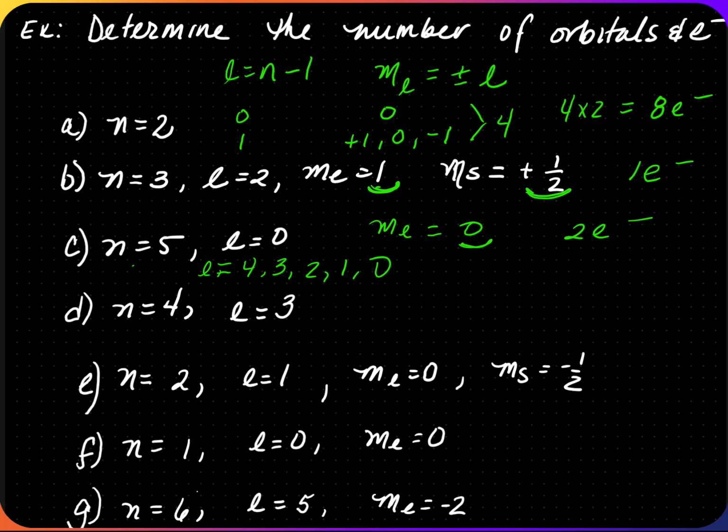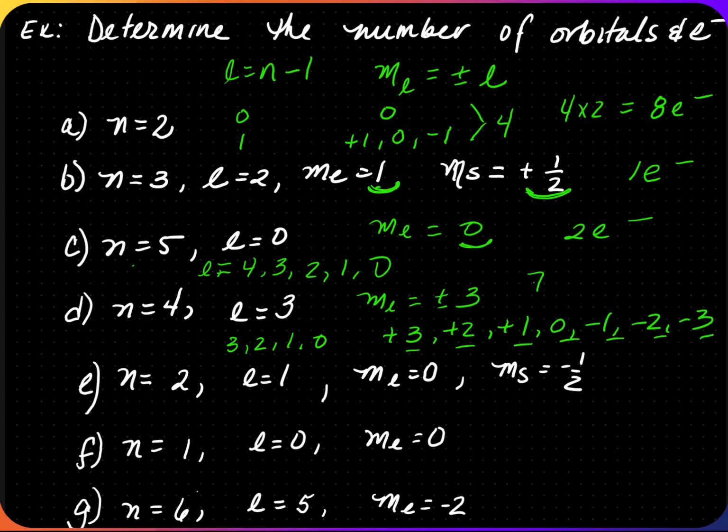When n is equal to 4, L can be 3, 2, 1, or 0 because n minus 1. Since L is equal to 3, that's going to be plus or minus 3. So that's plus 3, plus 2, plus 1, 0, minus 1, minus 2, minus 3. So there's 1, 2, 3, 4, 5, 6, 7 orbitals. So there's going to be 14 electrons here.